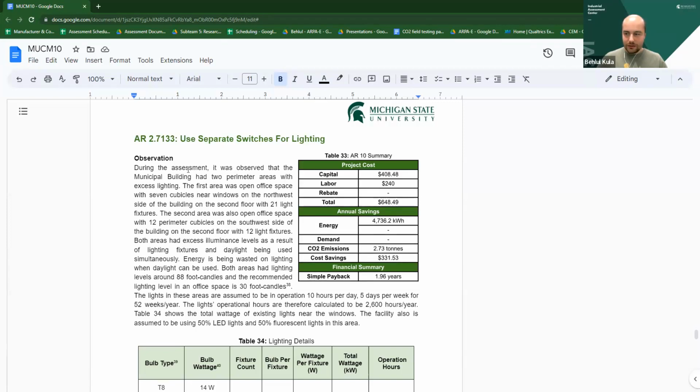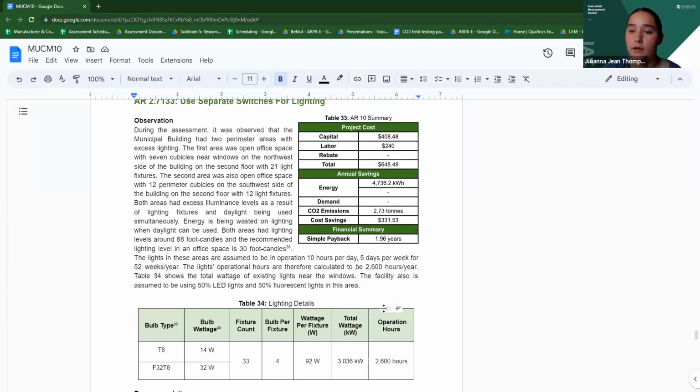And this one is also about lighting. I think Juliana will give more information about it. Yeah, I helped write this one. We noticed on the 2nd floor of the municipal building, both to the left and the right, there were areas of offices and cubicles by windows. This recommendation is to put the lights in those areas by the windows specifically on their own switch so that you can use the daylight instead of using both daylight and the lighting. It'll help save on lighting costs.